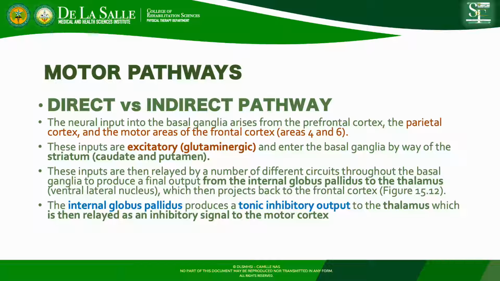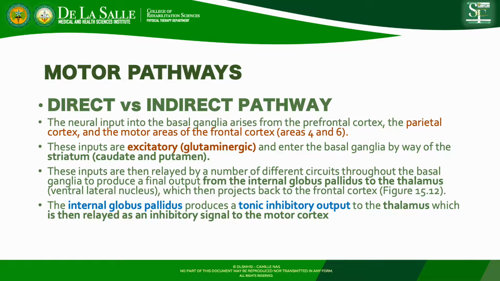The major outflow will be coming from, again, the internal globus pallidus. And the second major outflow will be coming from the substantia nigra. The internal globus pallidus produces a tonic inhibitory output to the thalamus, which is then relayed as an inhibitory signal to the motor cortex. So it means that if the internal globus pallidus sends a stimulus to the thalamus, it will inhibit it. It will stop the thalamus from sending signal to the cortex, and that will be interpreted as inhibition. It means that, okay, this muscle is not supposed to move.